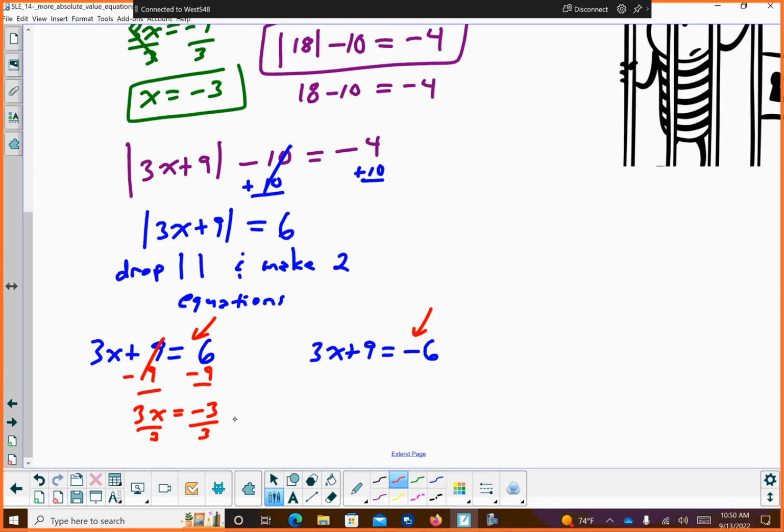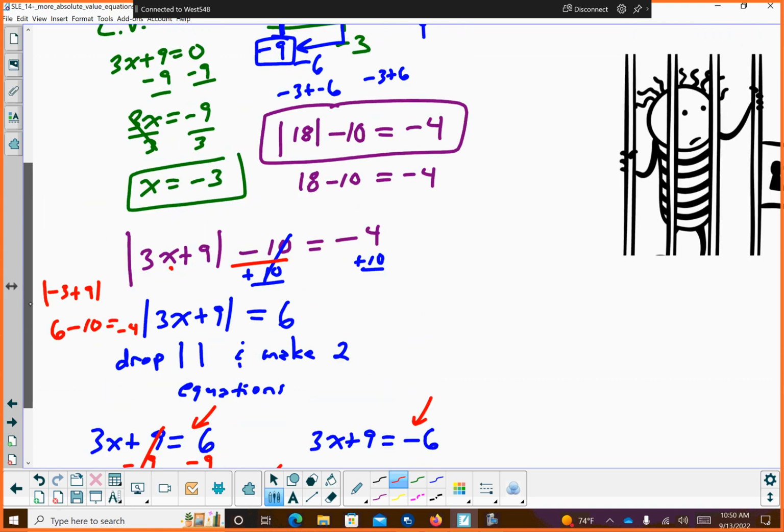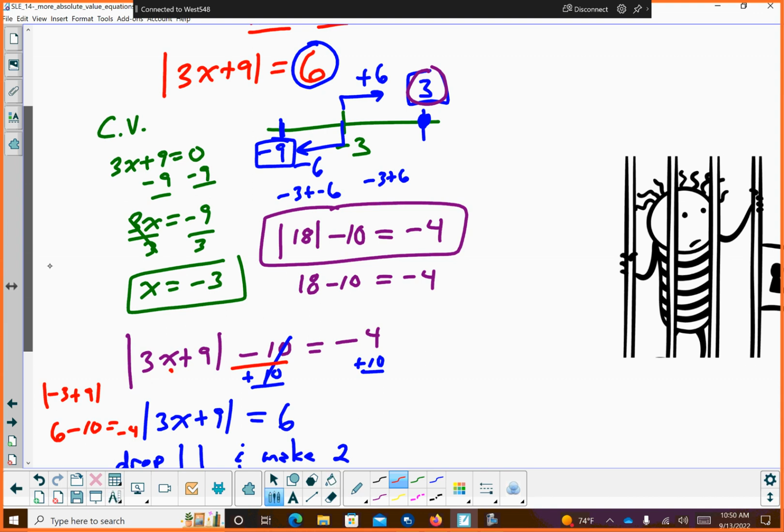What's -3 over 3? -1. Now, before I go work out the other one, I want to make sure this works. If I take this -1 and plug it in here, 3 times -1 is -3. -3 plus 9 is 6. Absolute value of 6. So I get 6 minus 10, -4. Oh, cool. I got an answer. Hey, was that one of the answers I got above? Yeah. Oh, no. You remember?